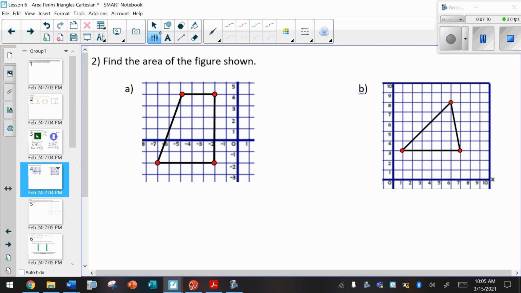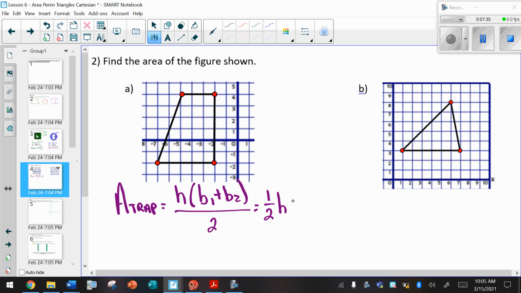If you don't know, that's okay. I'm going to write it down for you. The area of a trapezoid is the height times the sum of the bases divided by 2. You may have seen it or may see it as 1/2 the height times base 1 plus base 2. Remember that the two bases, doesn't matter which is which, but the two bases are the two parallel sides.